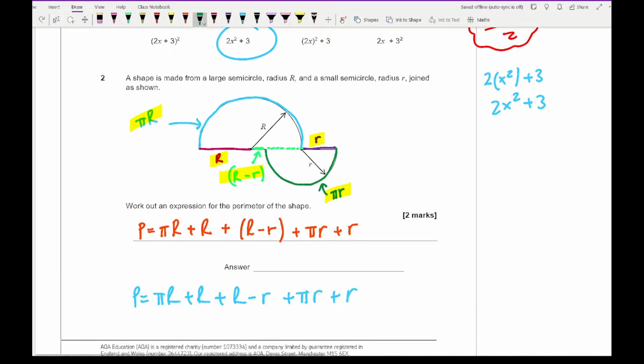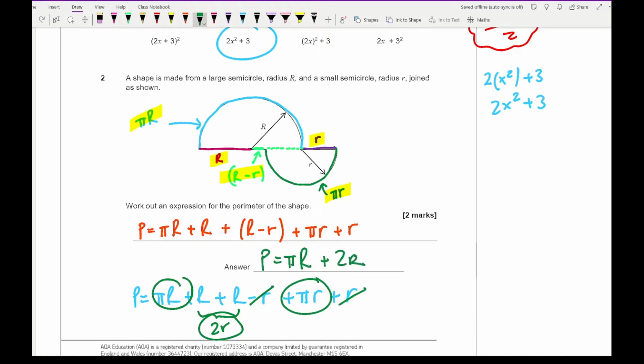Is that this cancels with this. I've ended up with R and, well, 2R. So that this then becomes 2R. So the three components I've got then are going to be that P equals pi capital R plus 2 capital R, should be capital R, plus pi little r.